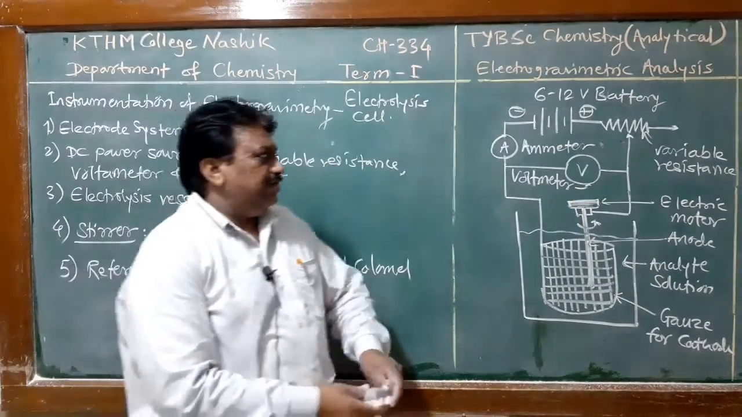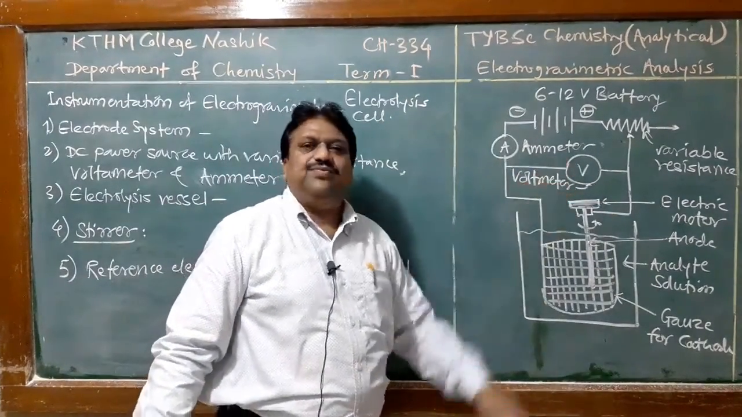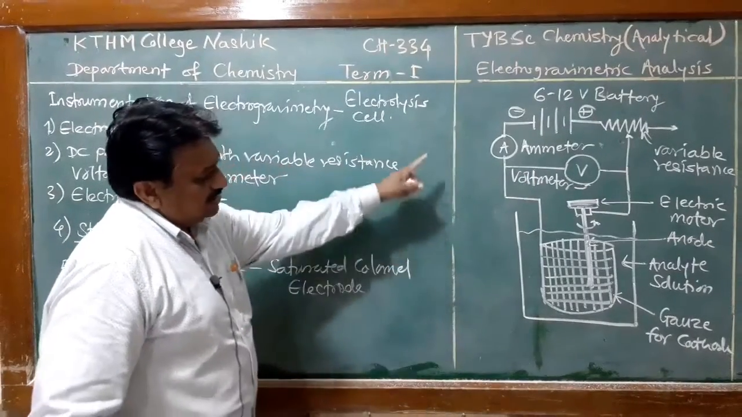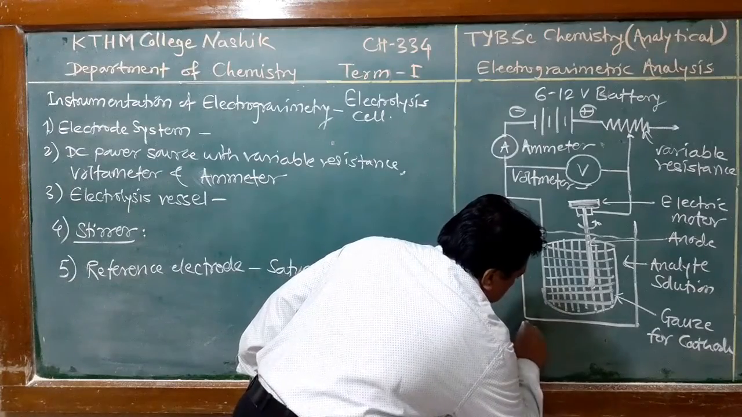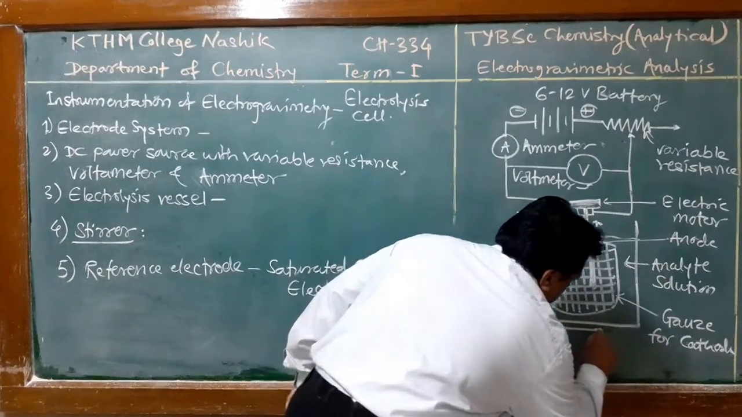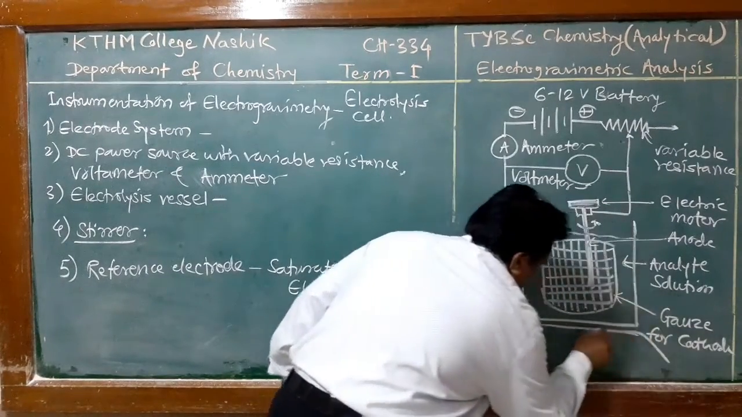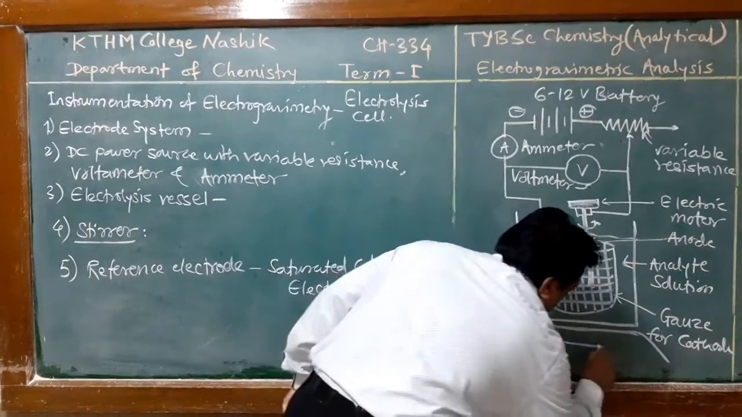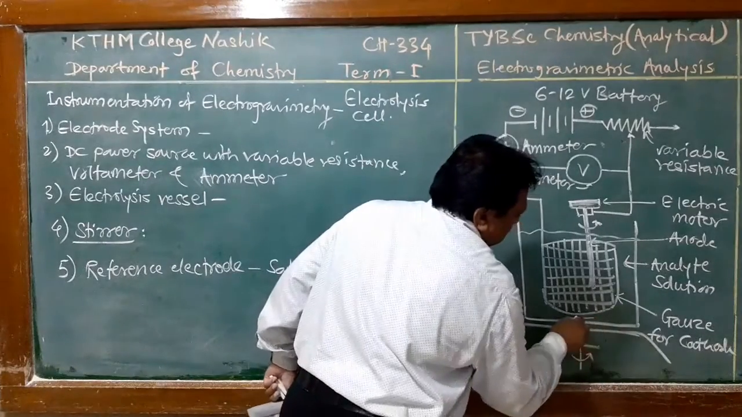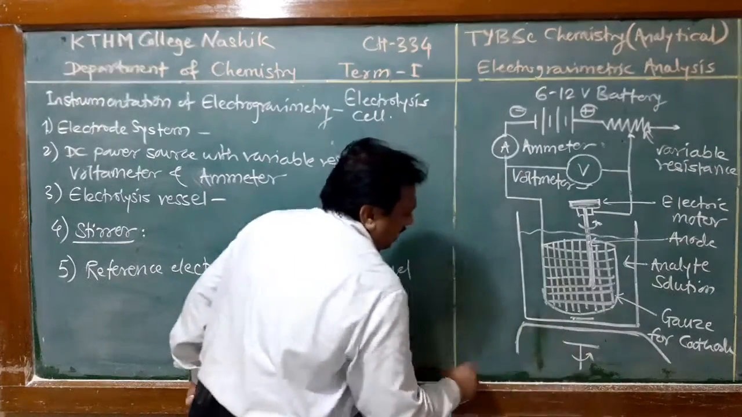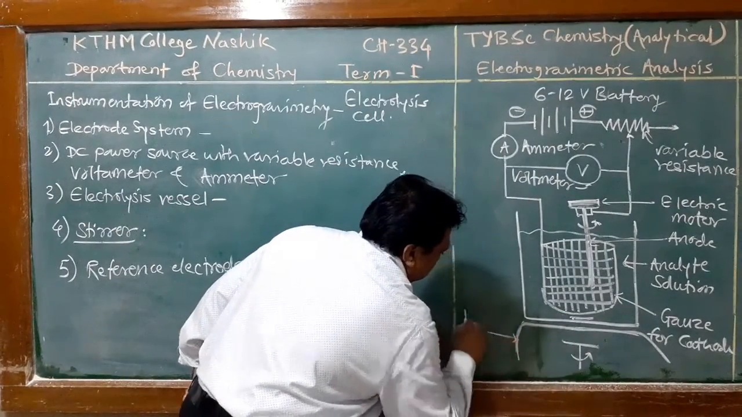Symbols directly represent A for ammeter and V for voltmeter. This is the schematic representation of this electrolysis cell. Sometimes this vessel may be kept on a magnetic stirrer when electrodes are not rotating. Here this is a stirring bar. This is a magnetic stirrer.